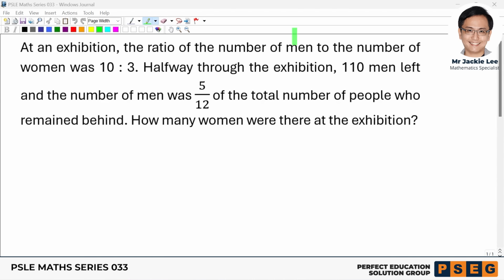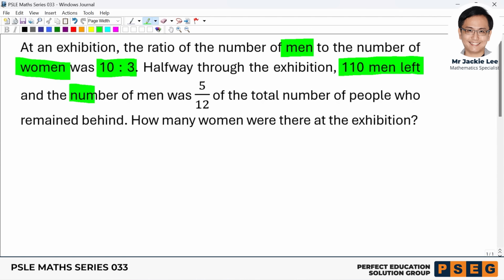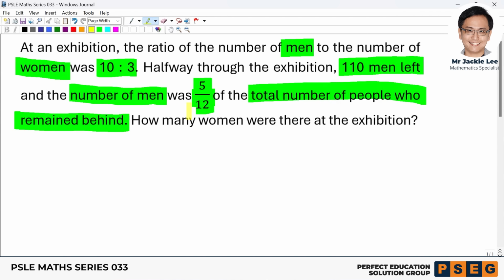At an exhibition, the number of men and women initially is 10 to 3. Halfway through the exhibition, 110 men left, and then the number of men will be 4/12 of the total number of people who were left behind. So the question is, how many women were there at the exhibition?